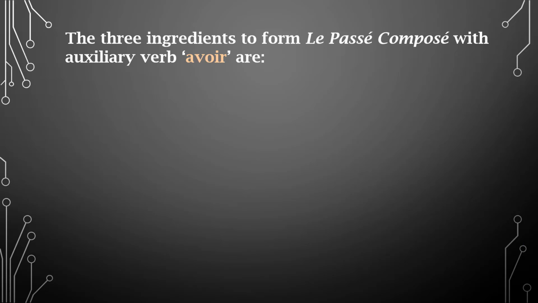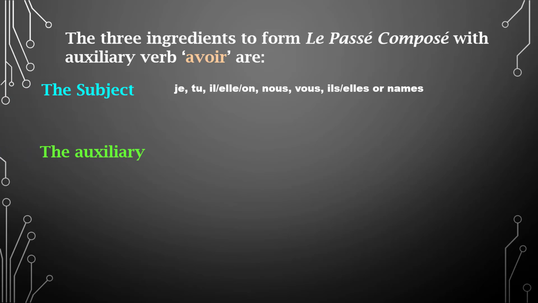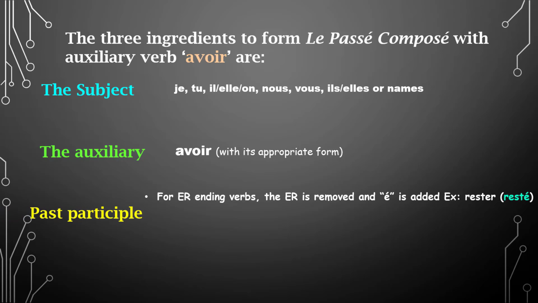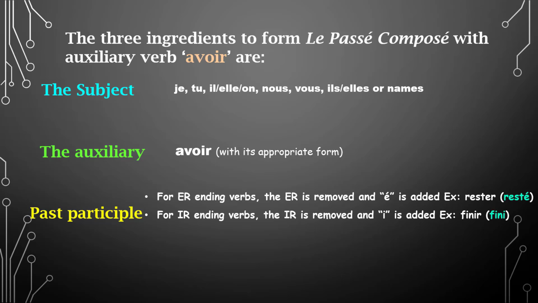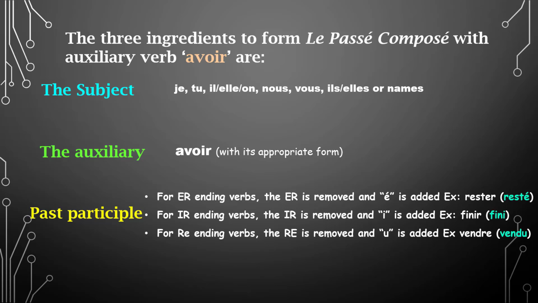The three ingredients to form le passé composé with auxiliary verb avoir are the subject, the auxiliary, and the past participle. So for verbs ending in er, the er is removed and e acute accent is added. For example, rester, resté. And for verbs ending in ir, the ir is removed and i is added. For example, finir, fini. And for verbs ending in re, the re is removed and u is added. For example, vendre, vendu.